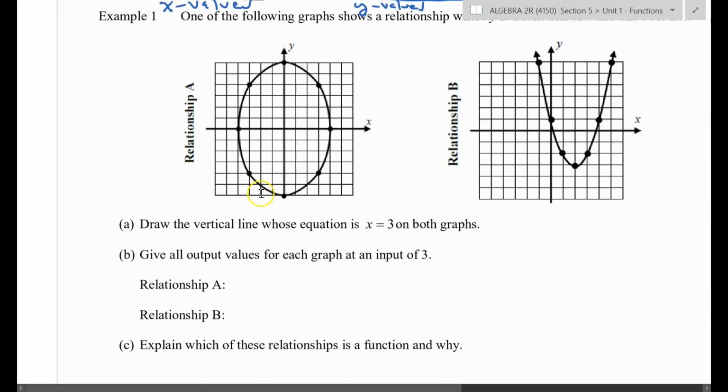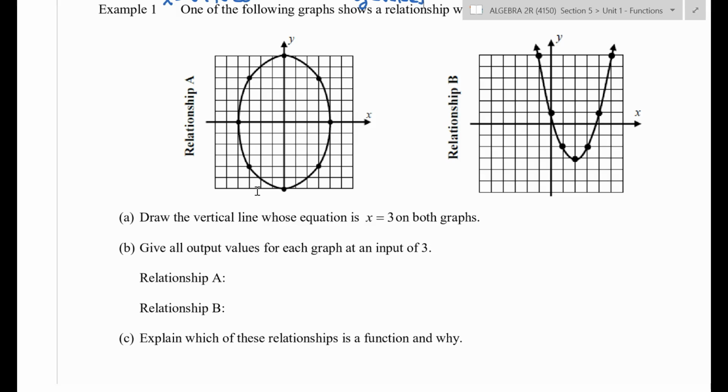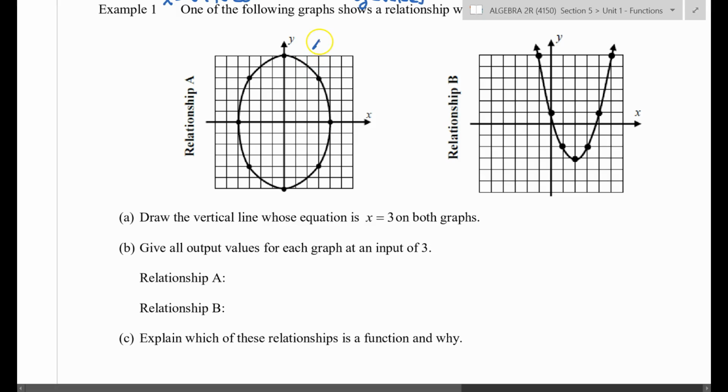Here I have two relationships. They're both graphs. One's like an oval or an ellipse. The other is a what? Parabola, right? It's a quadratic function, no doubt, right? So this says draw the line whose equation is x equals 3 on both graphs. Draw the line that is x equals 3 on both graphs. Well, x equals 3 is right here. And x equals 3 is right here.